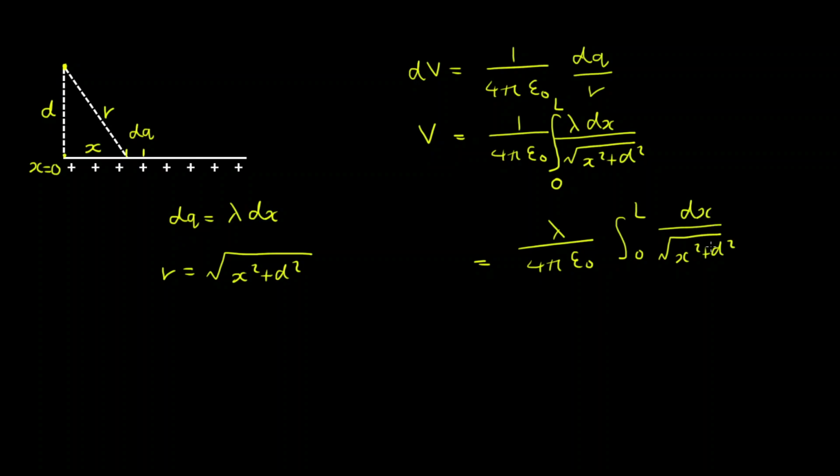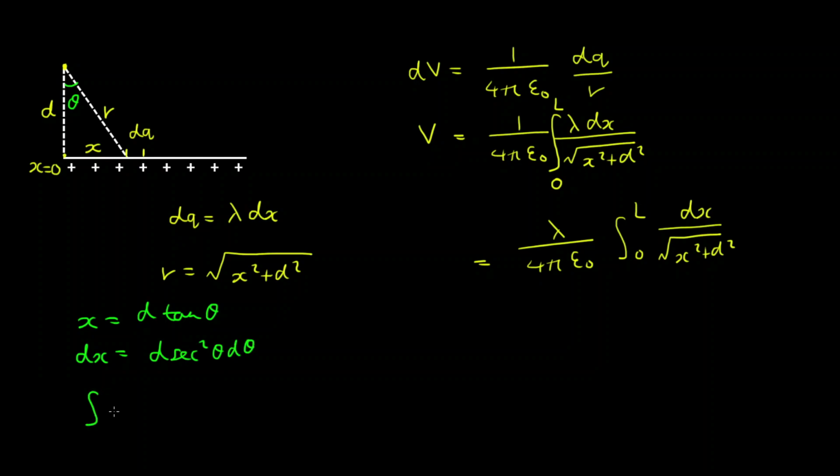And now we can use trigonometric substitution to evaluate this integral. So if we take this as theta, then tan theta is x on d, and x can be written as d tan theta. And therefore the differential dx is equal to d sec squared theta d theta. And now let's rewrite this integral over here.